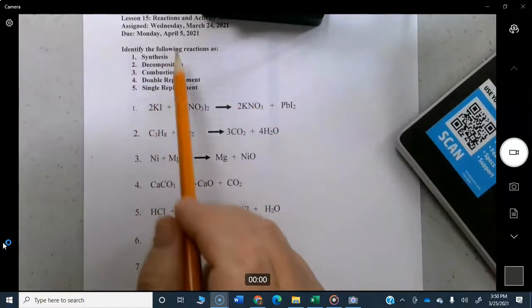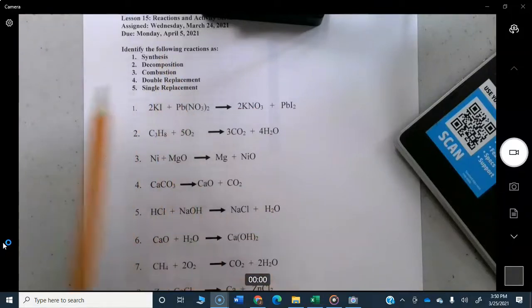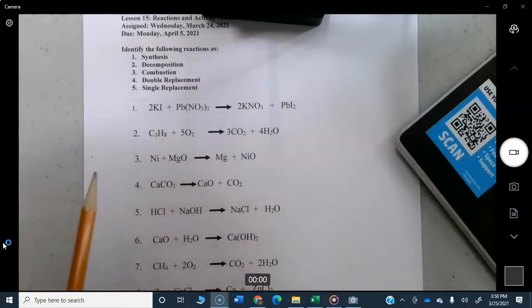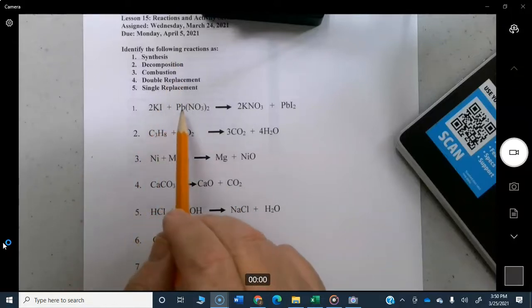You get to watch the instruction video so you learn what each of these types of reactions are. I'll go ahead and do just a few of them with you here. It's possible some could be classified as two different types of reactions, but generally speaking, they're going to be one of these four. All right, so let's look at number one. It's a KI and then a Pb.